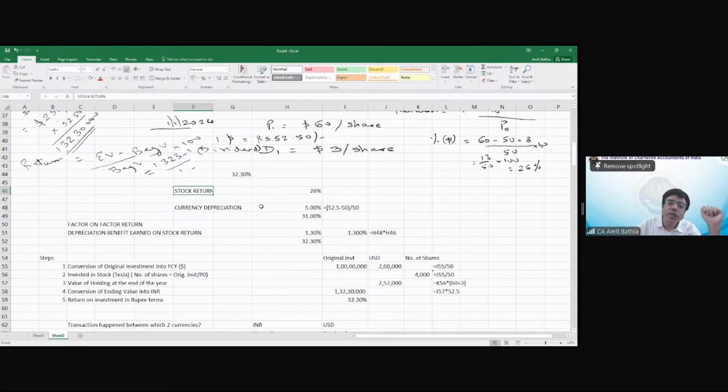So when we calculate returns, any person who is investing in a foreign security ends up having three types of returns. One is stock return, then you have currency appreciation or depreciation, and the third aspect is factor on factor return, right? Which could be depreciation or it could be appreciation as the case may be.